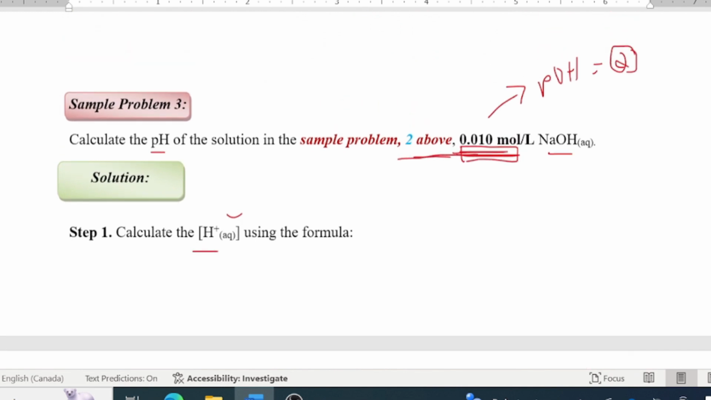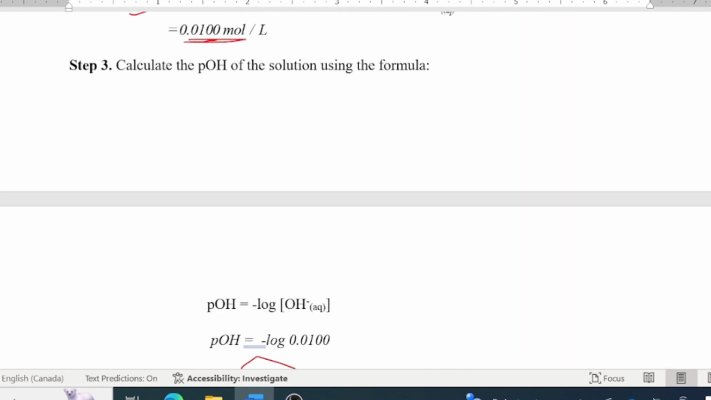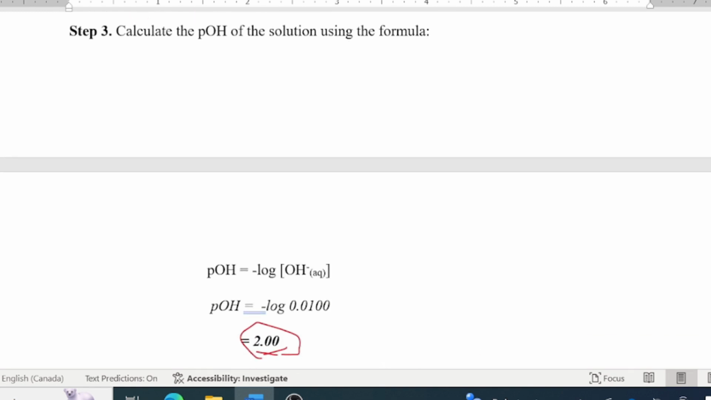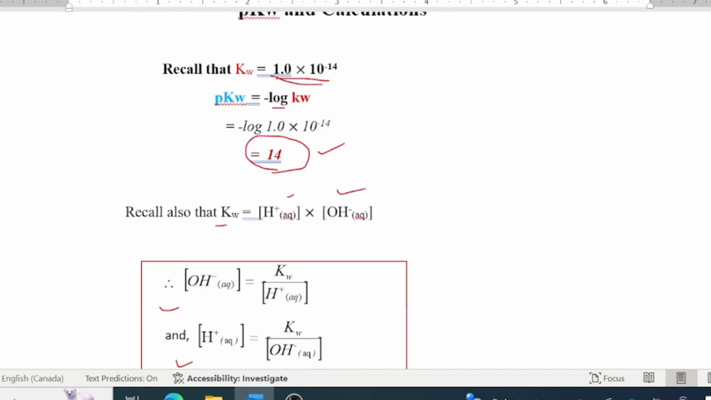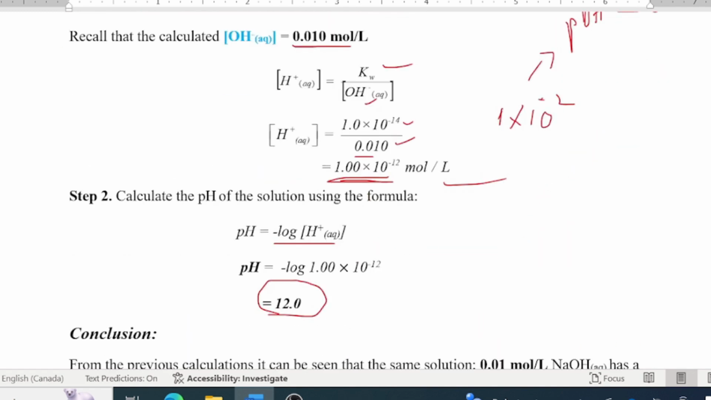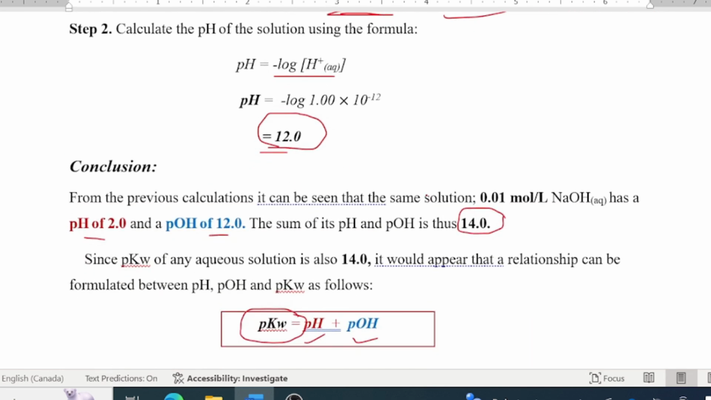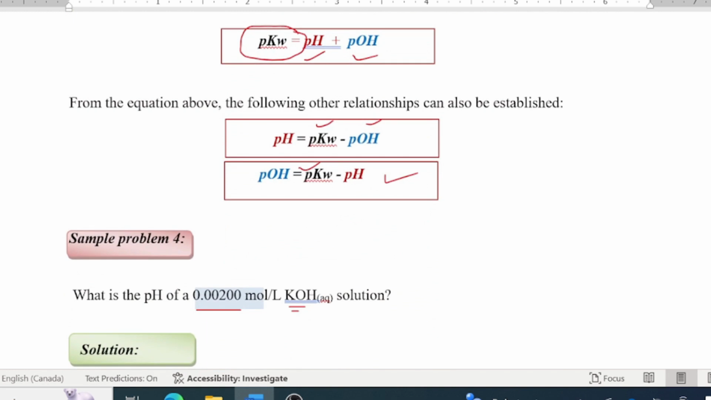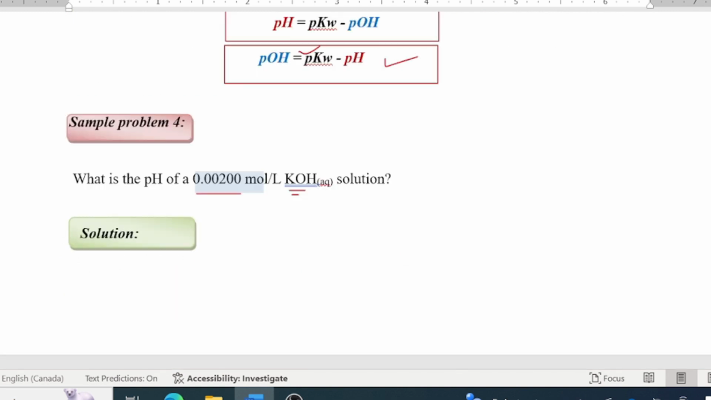This was the same problem before. We found that the pH was 2, then the pOH was 2. Then you were asked to find the pH of that, and what you did was to calculate the H plus. When you calculate the H plus, you find the pH is equal to 12, so we add 2 to 12, and you find that it is equal to 14. So, doesn't matter what the solution is, when you look at its pH and its pOH value and you add them, it is equal to 14. These are some general equations I give you to use. Knowing two, you can find the other one.